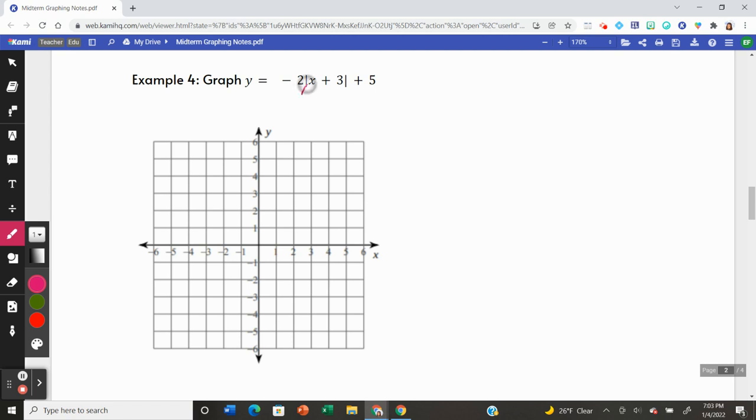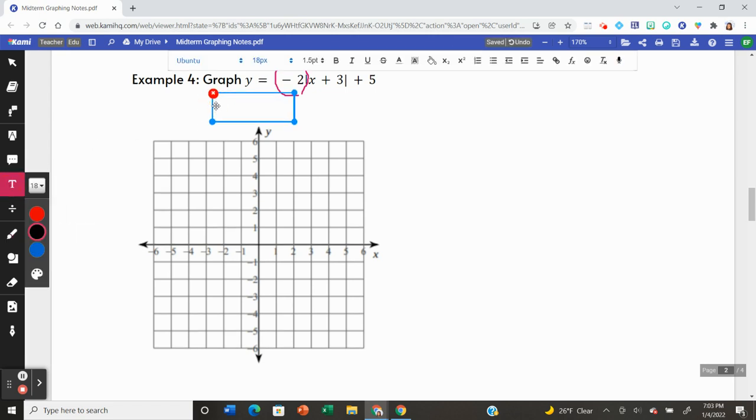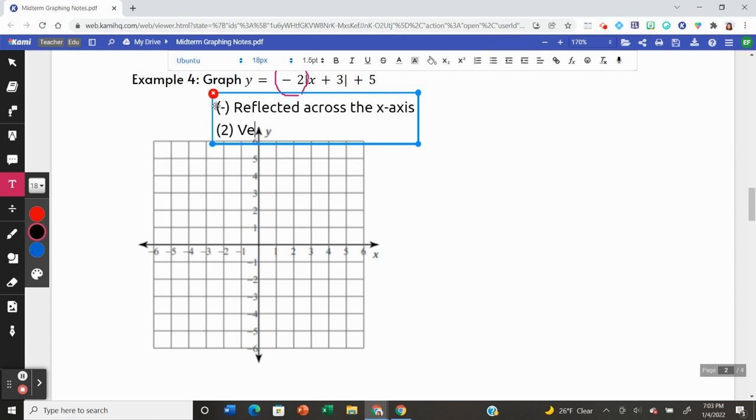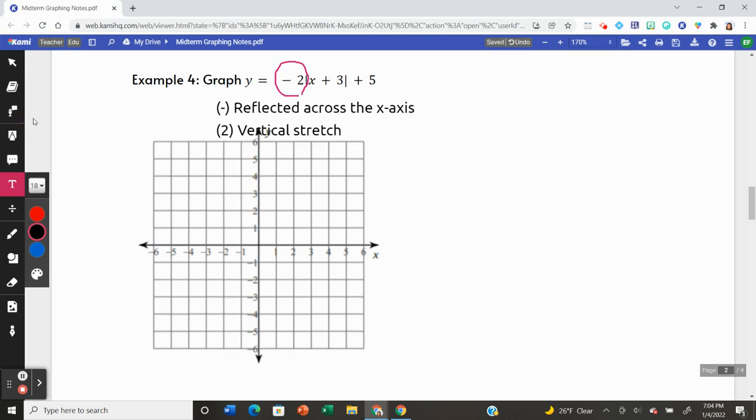So we can see here that this A value, it's going to do 2 things to our function. Because it is negative, that means our graph gets reflected across the x-axis. Because it is a 2, so I'm just going to denote that that's because of the negative, the 2 is going to be an example of a vertical stretch. So that means that our quote-unquote slope here is going to be 2. Once we figure out our vertex, we can go up 2 and over 1 is our rise and our run, our slope to get to the next points.